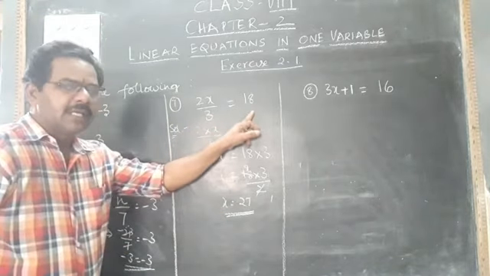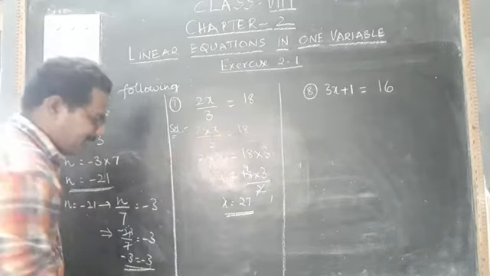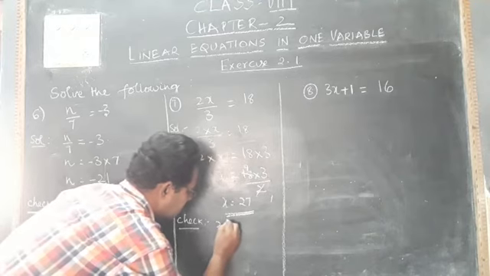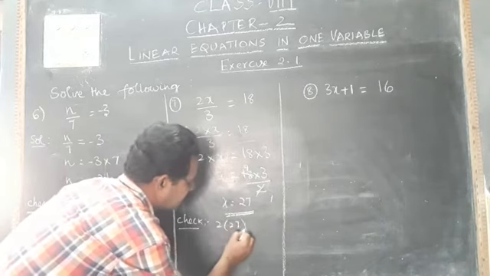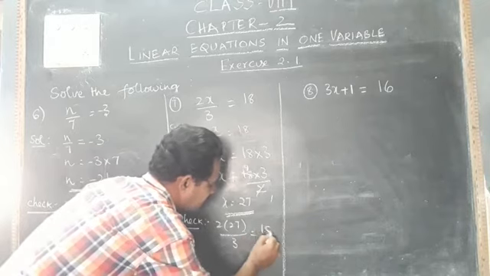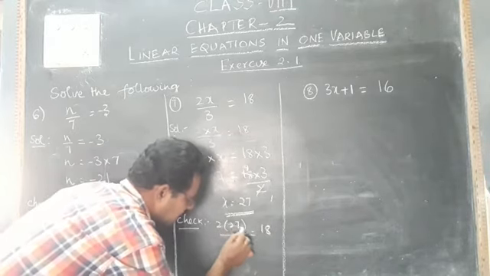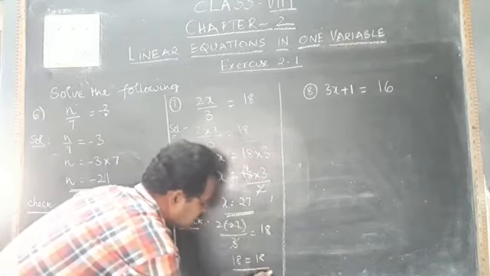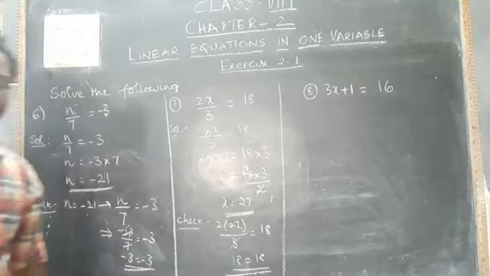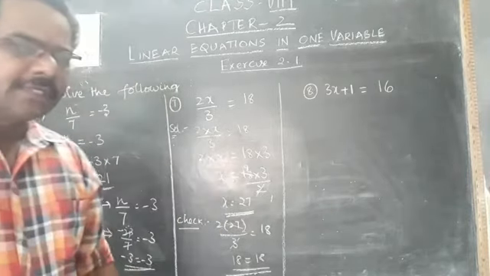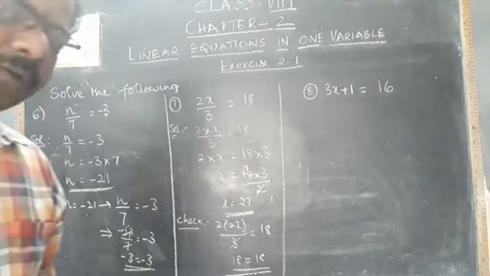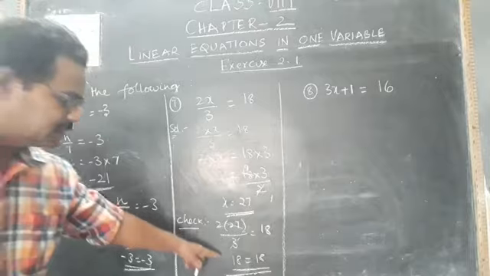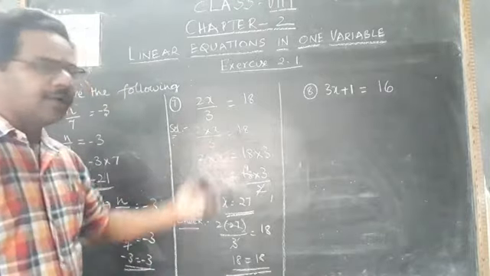If you substitute this, left hand side should be equal to right hand side. So for this we have to check. 2 into 27 by 3 is equal to 18. Now 3 nines are 27. 9 into 2 is equal to 18. This is equal to 18. So left hand side is equal to right hand side. Understand? So here we got the answer as LHS is equal to RHS. So what we have done is correct.